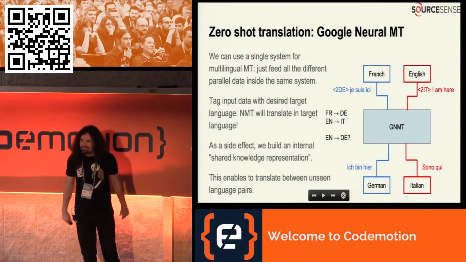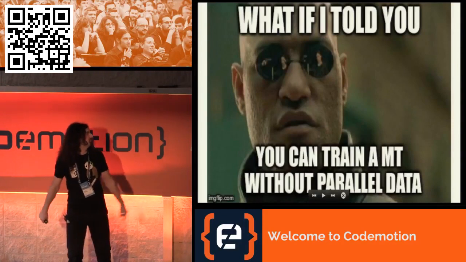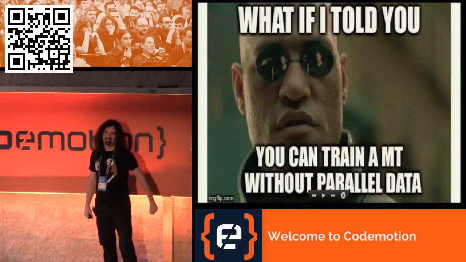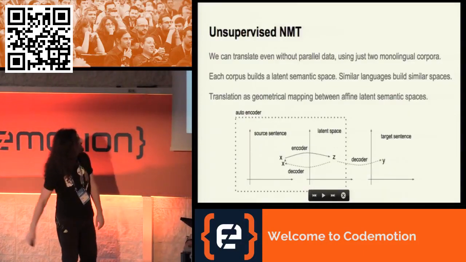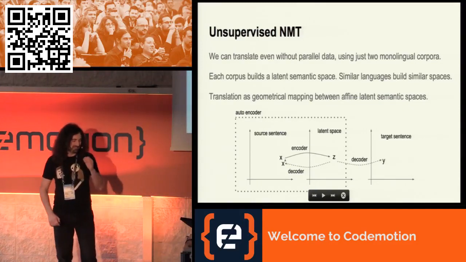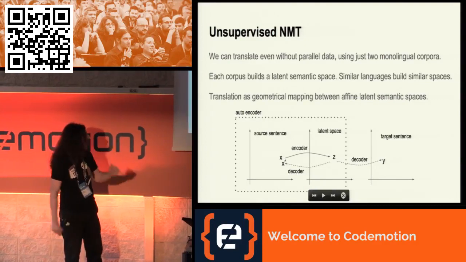Can we do even better than this? Yes, we can. What if I told you that you can train a machine translation system without parallel data? Can we do this? Yes, we can. This is the last frontier, the final frontier. And this was a paper which I saw this autumn, the autumn of 2017.